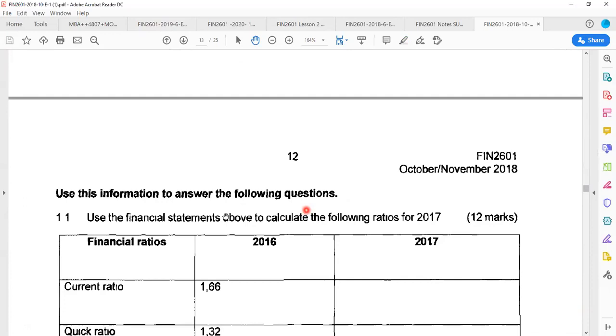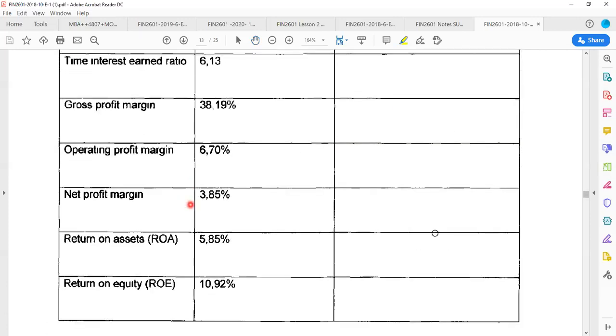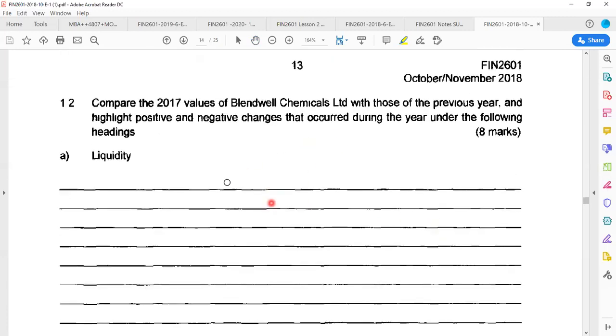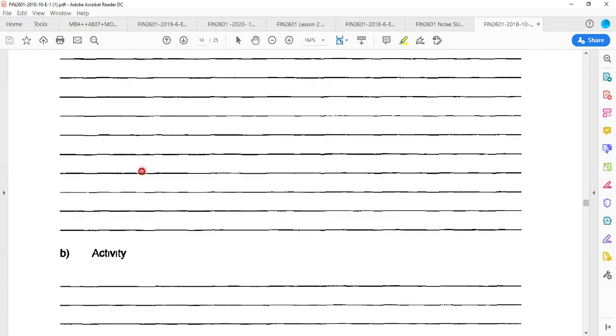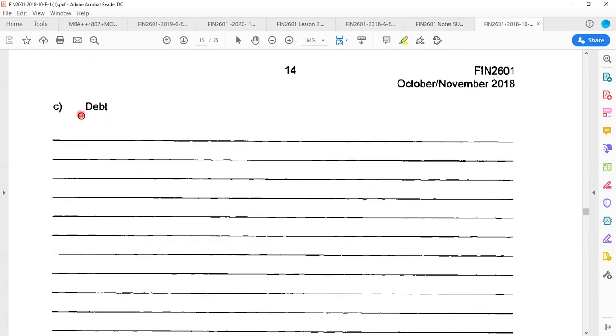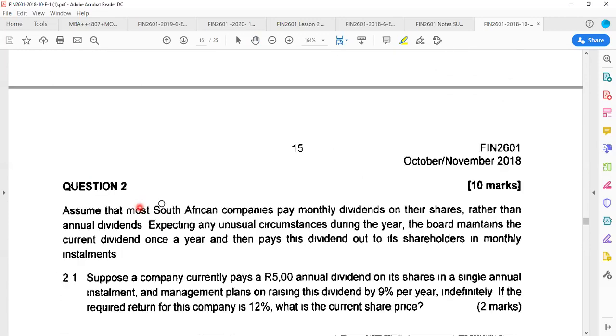And then afterwards, they can ask you to calculate the current ratio, the quick ratio, inventory turnover, total asset turnover, debt ratio. They can ask you to calculate all these ratios. And then they can just say comment. So you should know which ratios fall under liquidity, which ones fall under activity, which ones fall under debt, which ones fall under profitability. Okay.